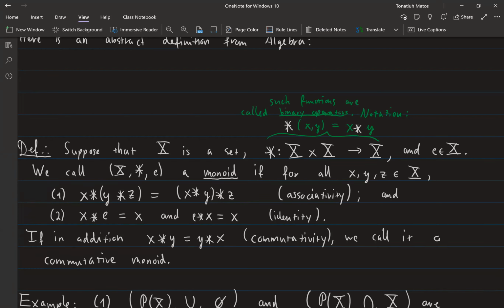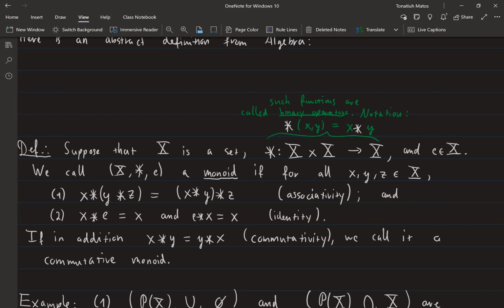Now, a commutative monoid is the same thing, but you have the additional property that the order of the operation also doesn't matter, right? So x operated with y is the same as y operated with x. You have many examples of this. For example, if you've taken linear algebra, then matrix multiplication satisfies all of this, but it is not commutative, right? The order in which you multiply matrices does matter, even though it has an identity, which is the identity matrix, and it is associative, right?